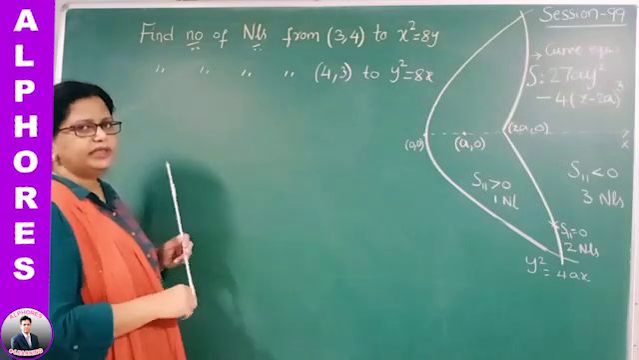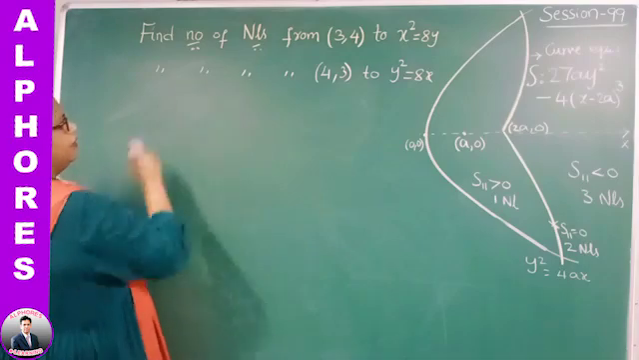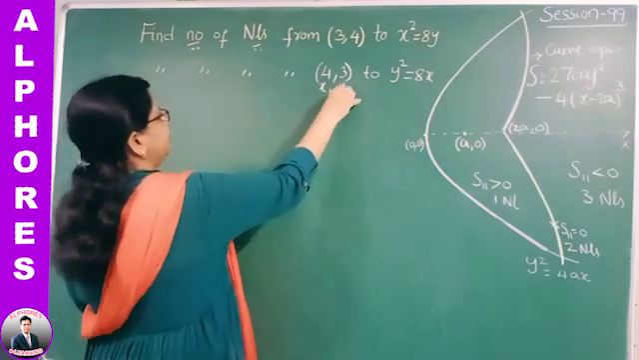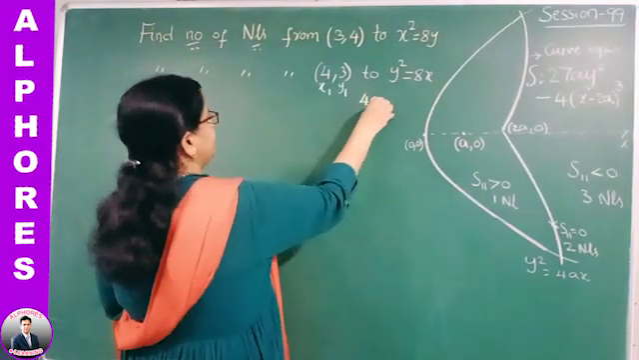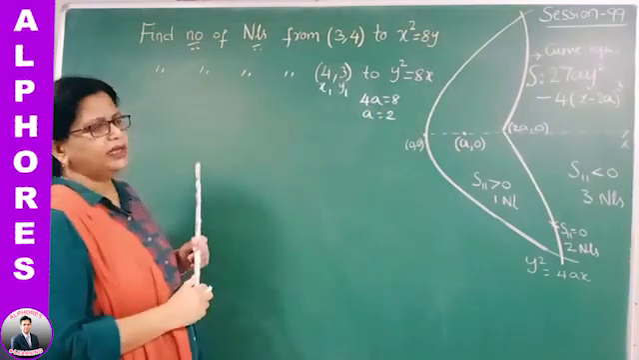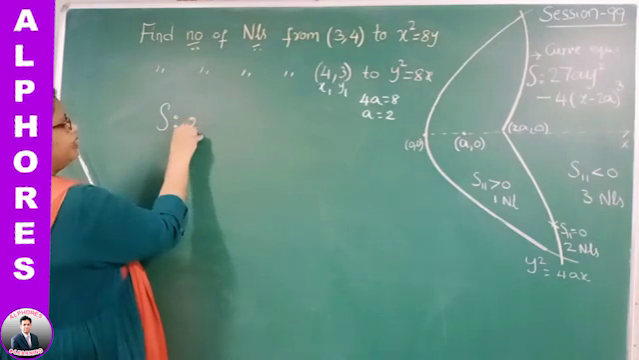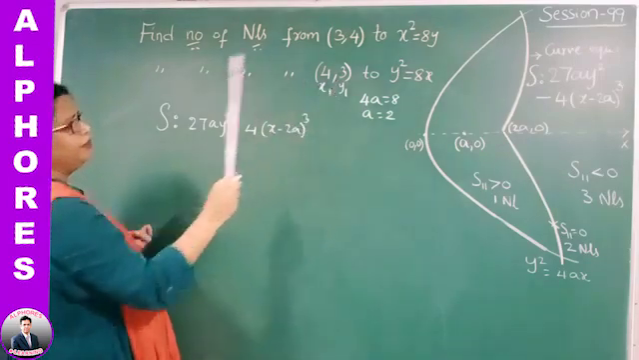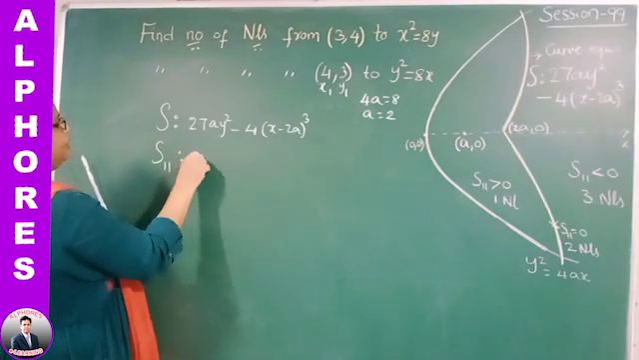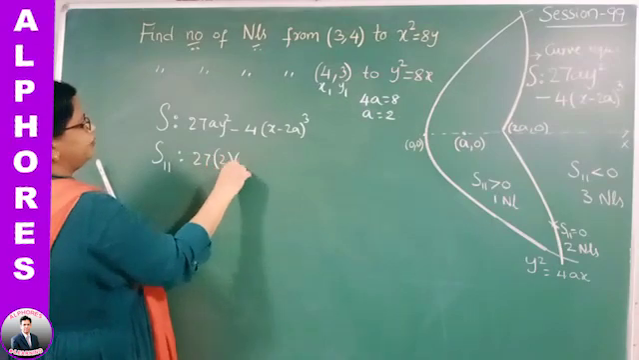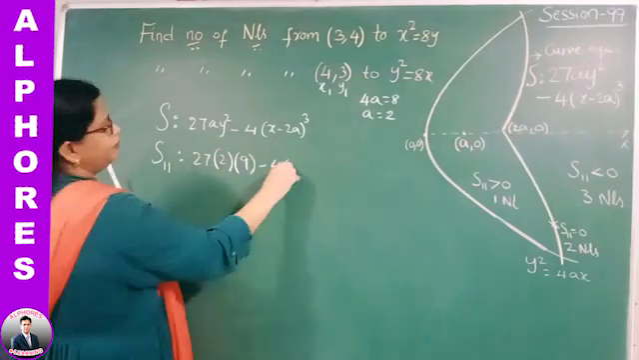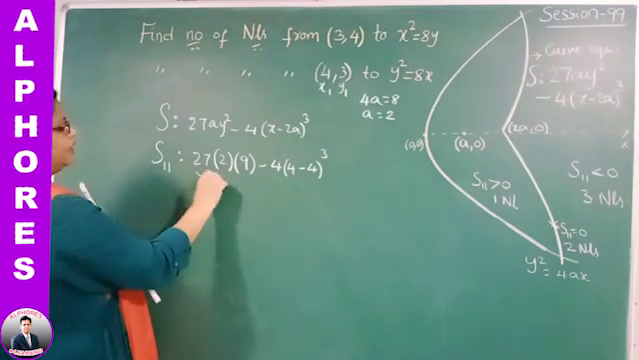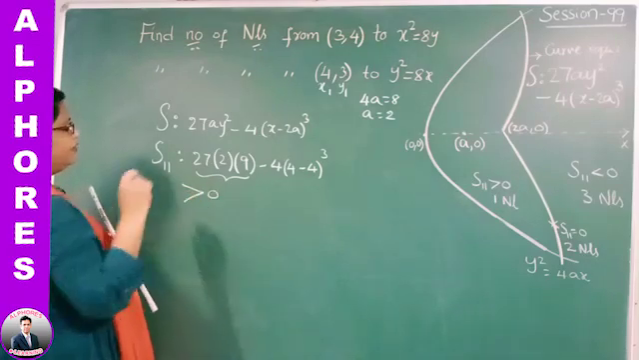So let us find what S11 is. First of all, x1, y1 is (4, 3). In place of a, 4a equals 8, that implies a is equal to 2. Now I am writing the S value, that is 27a y squared minus 4 into (x minus 2a) whole cube. Our interest is with the point (4, 3). Therefore S11 is 27 into 2 into 9, minus 4 into (4 minus 4) whole cube. That gives a positive value, so S11 is greater than 0.